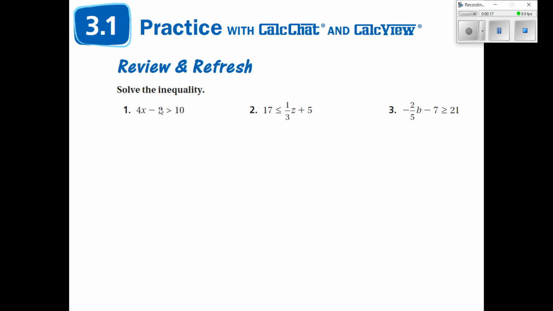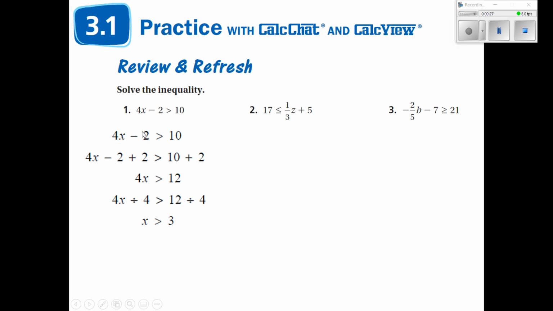So I'm going to combine negative 2 and 10 by doing the opposite of negative 2. That's how I can get rid of it, which means I will add 2 to both sides. Over here, you see I'm adding 2 to this side and I'm adding 2 to this side. I have 10 plus 2 and that equals 12. I have 2 minus 2 on this side, so that goes away and leaves me with 4x.